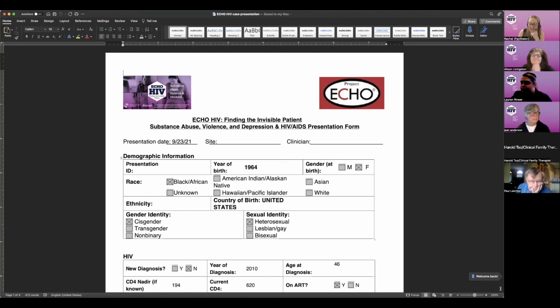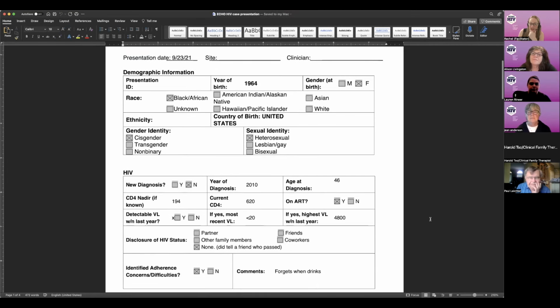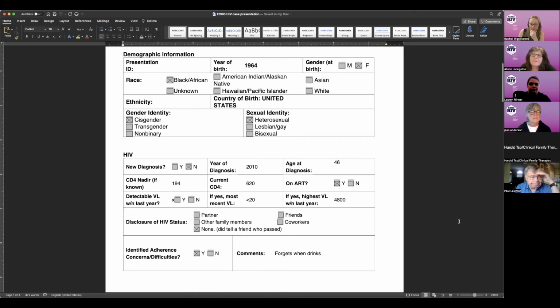So this is the case that Allison kind of just summarized. So we'll just go through some of the key points here. Female, born in 1964, Black, African-American, cisgender, heterosexual. She is not a new diagnosis, was diagnosed in 2010. She was 46 at diagnosis. Nadir 194, a good CD4 now of 620, currently on antiretrovirals prescribed, a detectable viral load within the last year, and the highest was 4,800.